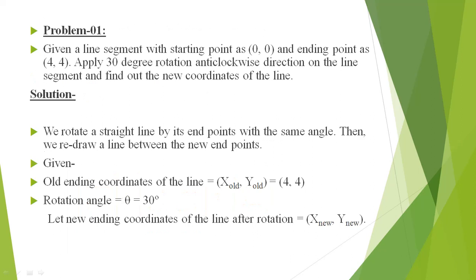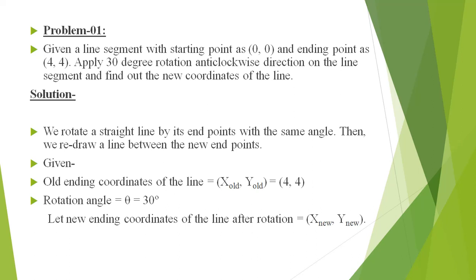Now we are discussing the main problem of the rotation transformation. The problem statement is: given a line segment with starting point 0,0 and ending point 4,4, apply a 30-degree rotation in the anti-clockwise direction on the line segment and find the new coordinates of the line. Basically we have to initialize the old values and the new values. That is, x old and y old are the old ending coordinates of the line, that is 4,4. That means x old equals 4 and y old equals 4.